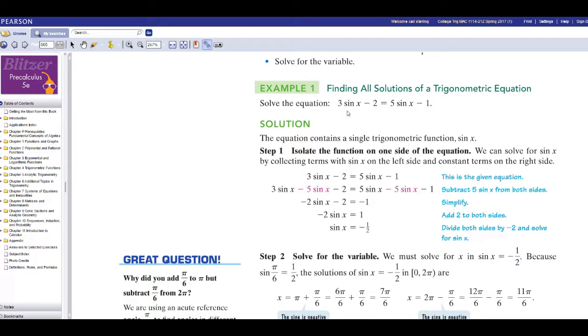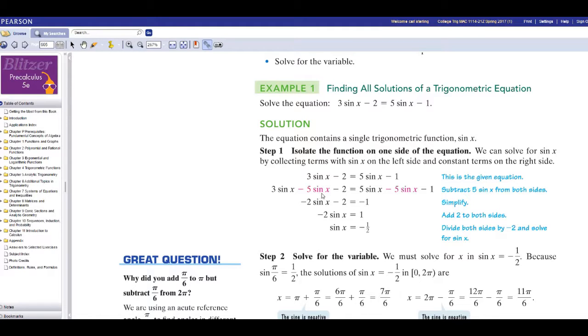First example up is 3 sine of x minus 2 equals 5 sine of x minus 1. Basic algebra facts here: if you have the same base, here we have sine of x and here we have sine of x, then we can add, subtract, multiply or divide using the coefficients. Since it's 5 sine of x, we're just going to subtract it. Whatever we do on one side of the equal sign, we must do on the other.